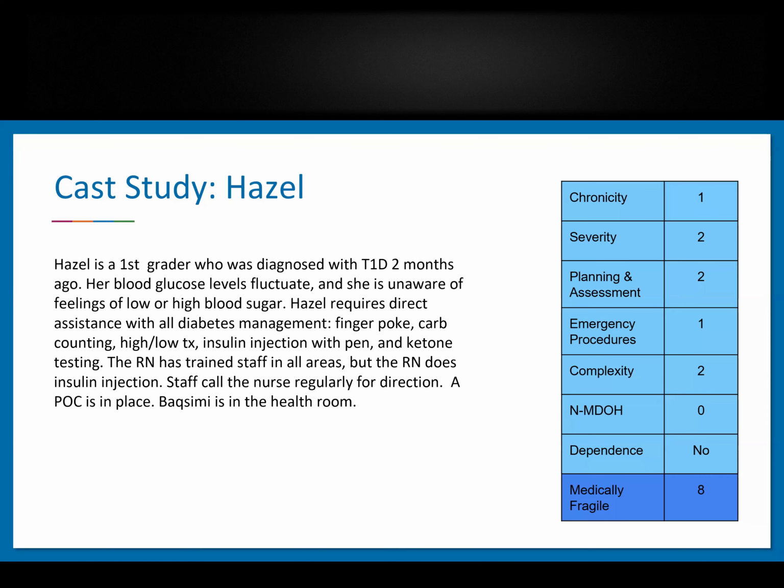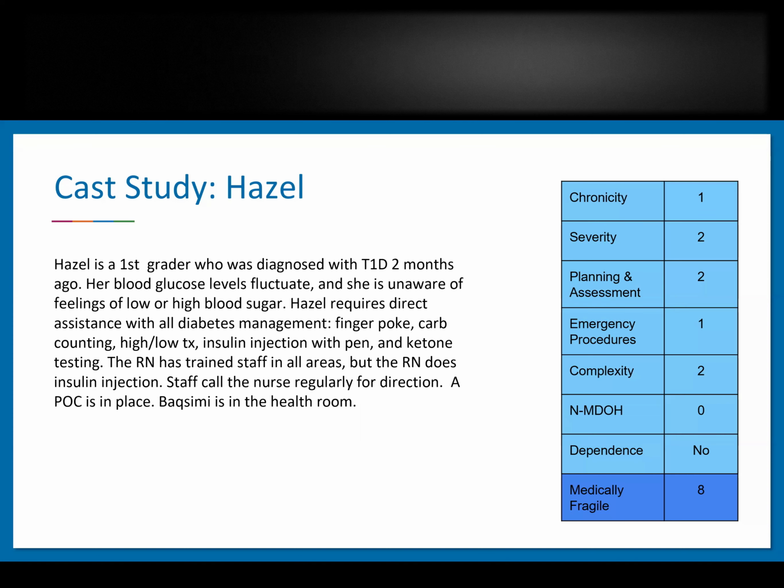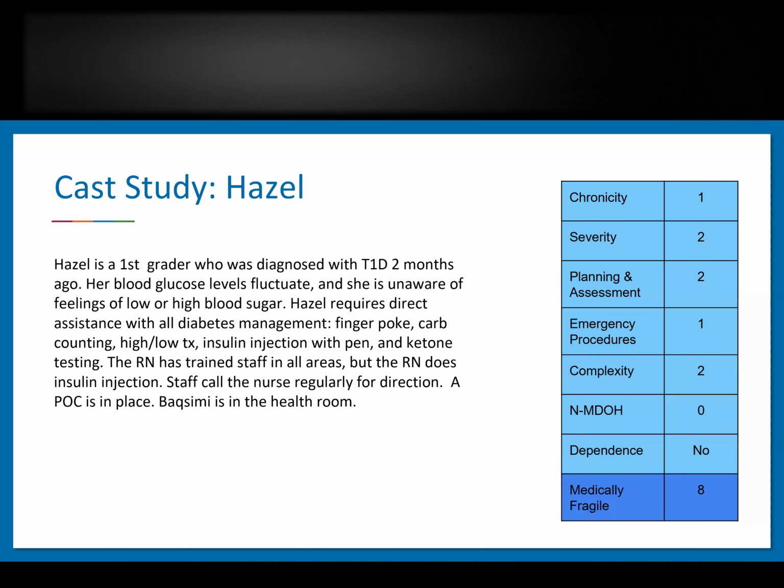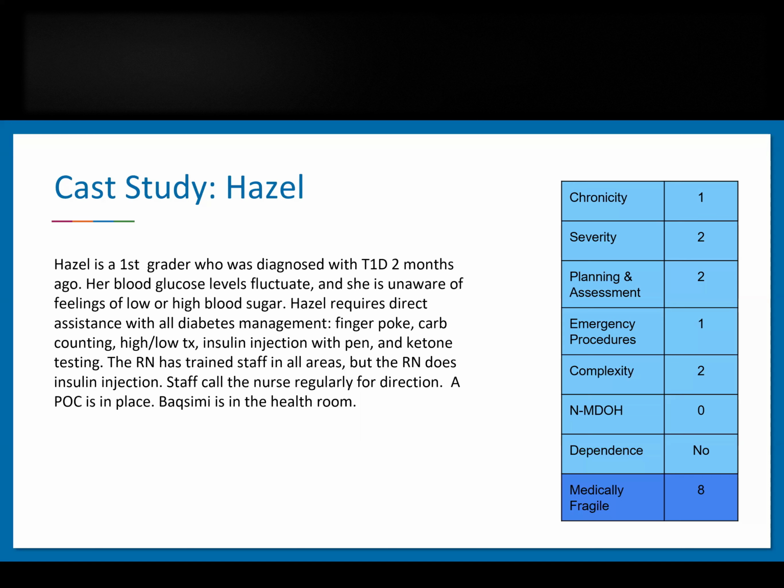The planning and assessment is a 2. An individual plan of care is in place. Intermittent nursing assessment and management throughout the school year is expected. The emergency procedure score is a 1 because glucagon is in place. The complexity score is a 2 because all aspects of diabetes management are managed by staff.